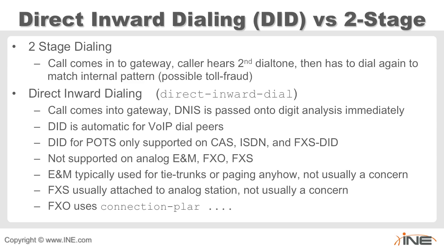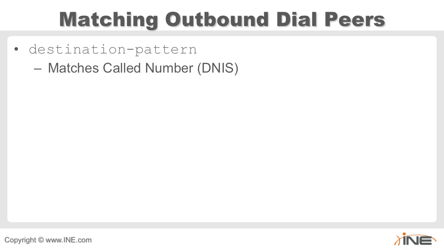And that normally works out just fine because we typically only have FXO ports, at least in use for primary calls, in very small branch offices or maybe even just small deployments in general. So I've already mentioned this, but just so that it's on the record, matching outbound dial peers uses the destination pattern command, and this matches the called number. So just remember, destination matches called on outbound, and the reverse or inverse, the calling on an inbound.